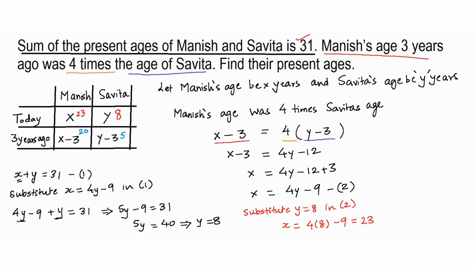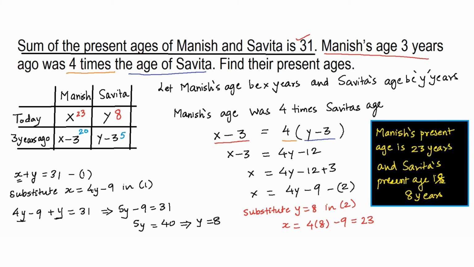So if I were to write this in a statement form, I would write it as follows. Mani's present age is 23 years and Savita's present age is 8 years. So again, let me pause for a couple of seconds and then we will continue with our next question.